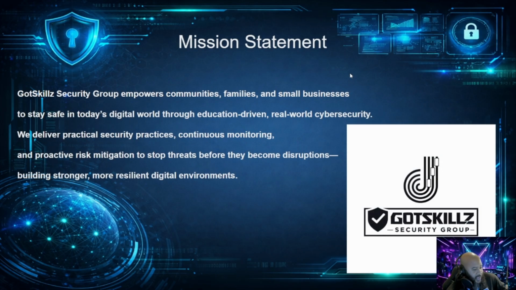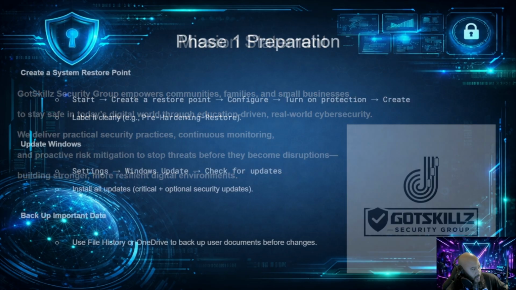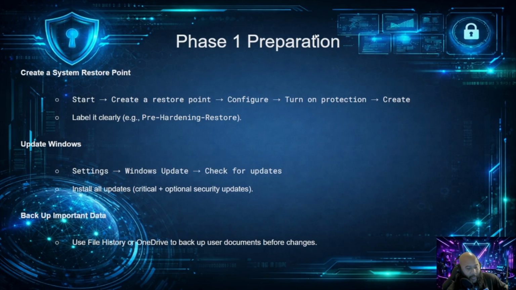All right, so first thing is go through our mission statement. Got Skill Security Group empowers communities, families, and small businesses to stay safe in today's digital world through education-driven, real-world cybersecurity. We deliver practical security practices, continuous monitoring, and proactive risk mitigation to stop threats before they become disruptions, building stronger, more resilient digital environments. So, phase one.